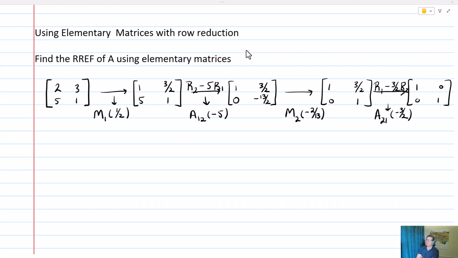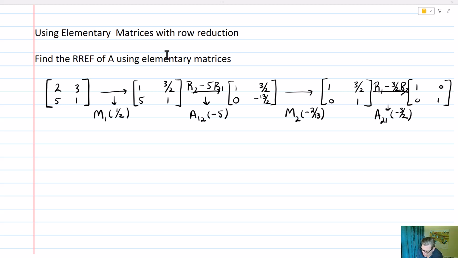And let's say we want to use these elementary matrices to do row reduction. So we're going to find the RREF of A using elementary matrices. We're going to row reduce it down to the reduced row echelon form. So what I've done here is I've actually gone in and done the row reduction. And this row reduction also includes the elementary operations that I've used. And so I've drawn a trace of them. That's basically what it's called, the trace of the elementary row operations.